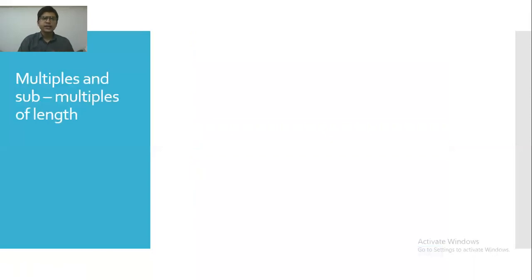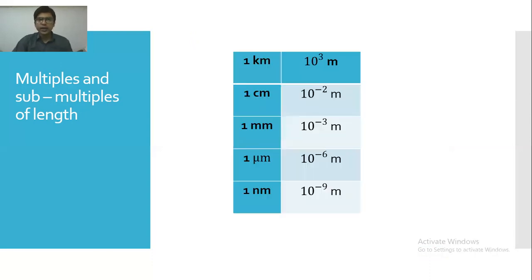Before going to some practical questions, there is one more thing, which is multiples and submultiples of length. Here we will specifically talk about length. You should remember that the SI unit of length is the meter. I'm showing you a table. In this table, 1 kilometer represents exponent 3 meter, 1 centimeter represents exponent -2, 1 millimeter represents exponent -3 meter, 1 micrometer is exponent -6, and 1 nanometer is exponent -9 meter. These are some of the multiples and submultiples of length which we commonly use in our studies or in our investigation about length.